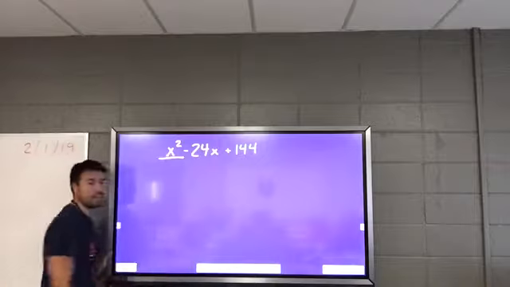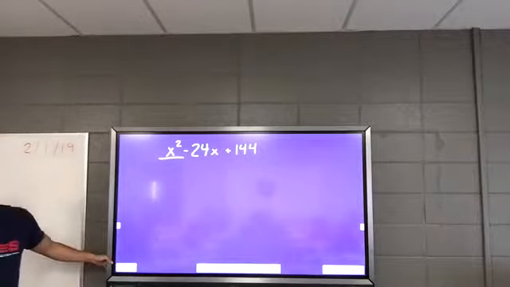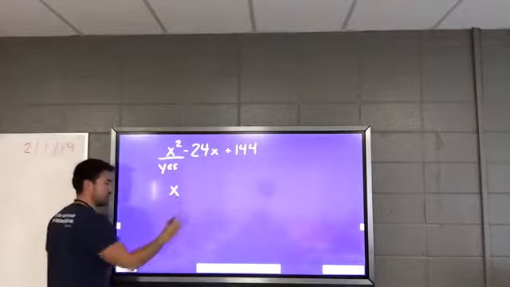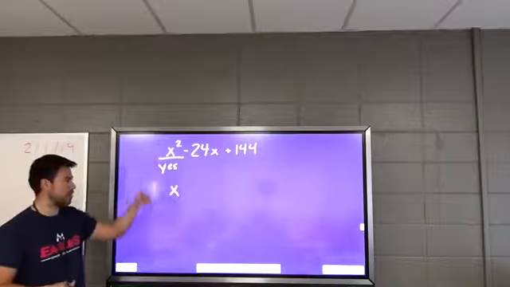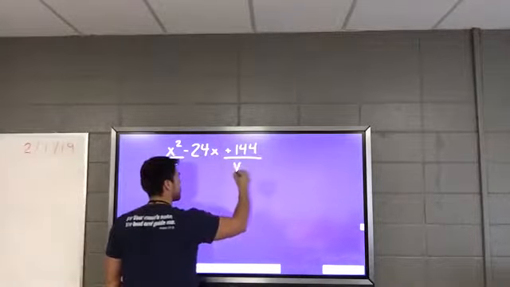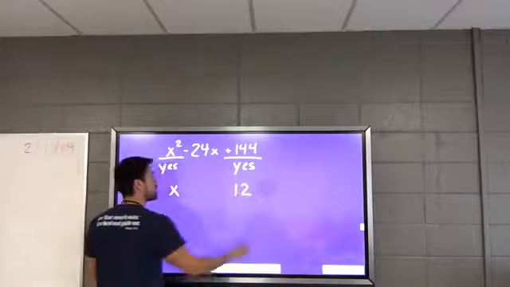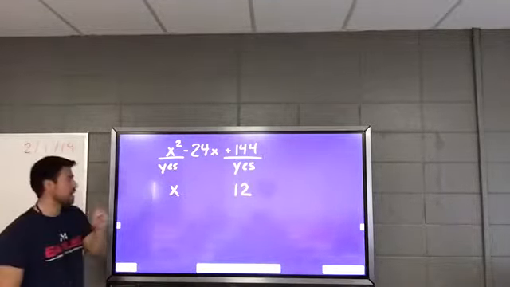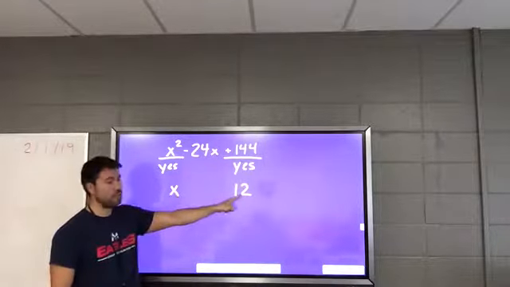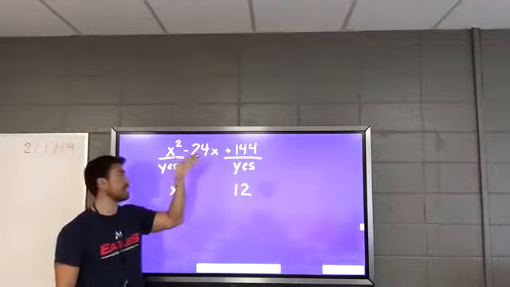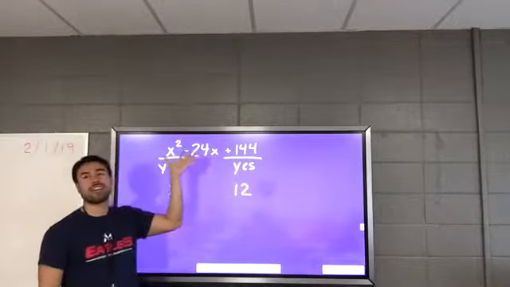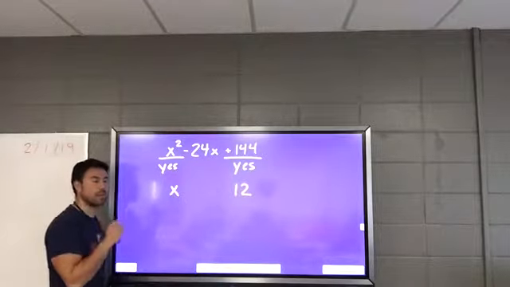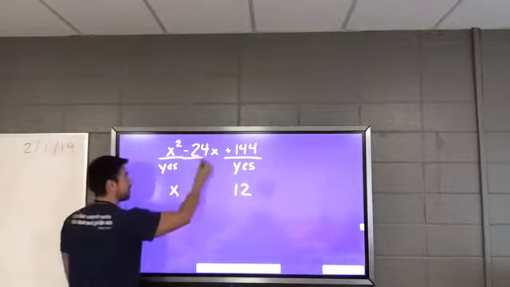First question. Is the first term a perfect square? Yes. What is the square root of x squared? X. Good, so x times x equals x squared. Is the last term a perfect square? Yes, because 12 times 12 equals 144. The last question is this: is x times 12 times negative 2 going to get me negative 24x? Yes. Let's try it out. What's x times 12? 12x. What's 12x times negative 2? Negative 24x. So that's a yes.